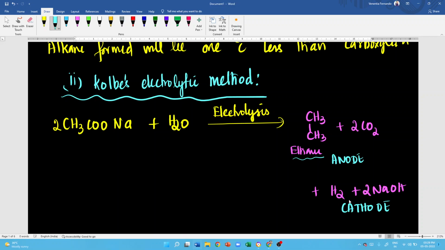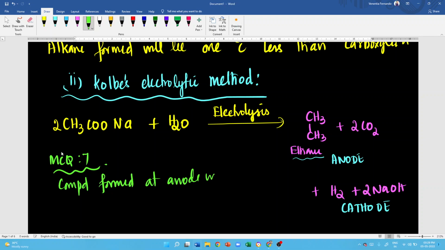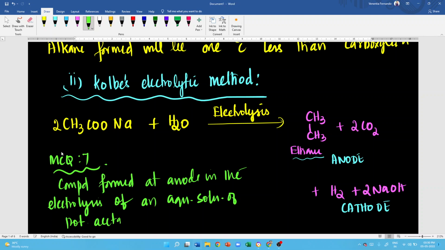And you have an MCQ which is related to this, MCQ 7. The compound that is formed at the anode in the electrolysis of an aqueous solution of potassium acetate, or, so this is the question.